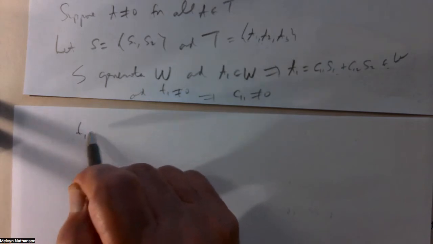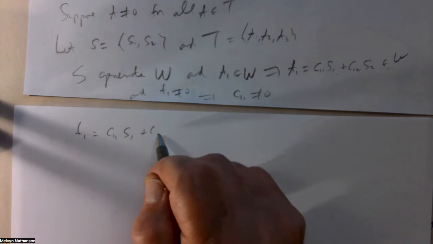So S generates the subspace W, and T1 is a vector in W. So T1 is some linear combination, let's say C11 S1 plus C12 S2, because every vector in W is a linear combination of S1 and S2. And T1 different from zero, because we're assuming the zero vector is not in the set T, means that at least one of these coefficients is not zero. Let's say C11 is not equal to zero. So I have that T1 is C11 S1 plus C12 S2, and C11 is not zero.